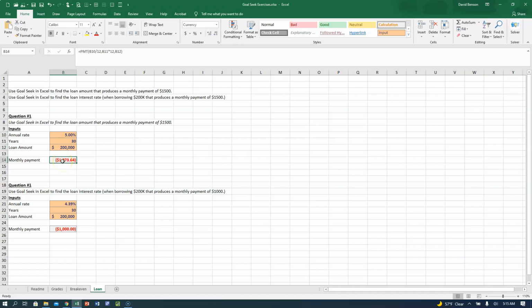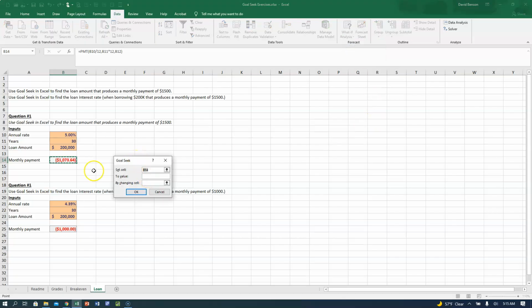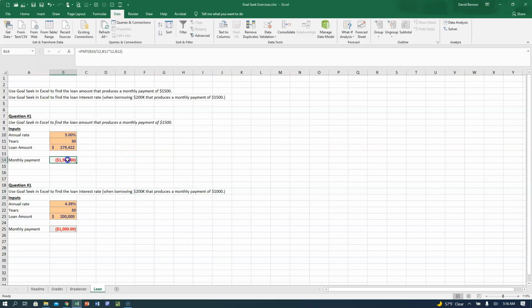So I'm going to go here in my monthly payment, Data, GoalSeek. Again, I'm going to set my monthly payment to negative 1,500 by changing the loan amount. And that says if I borrow $279,422 at 5%, my monthly payment would be $1,500. So in one case I held the loan amount constant and changed the interest rate, and in this one I held the interest rate constant and let it change the loan amount.